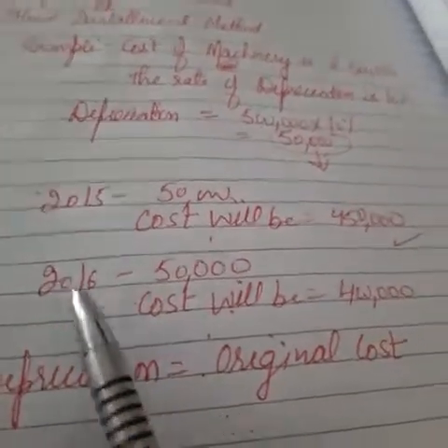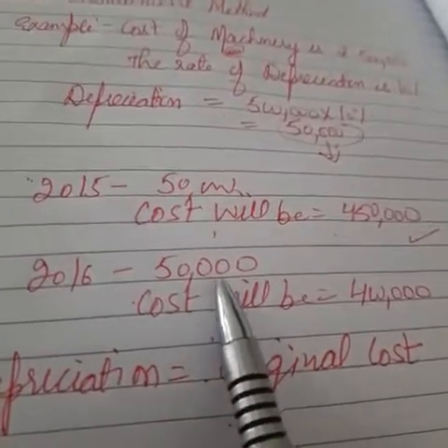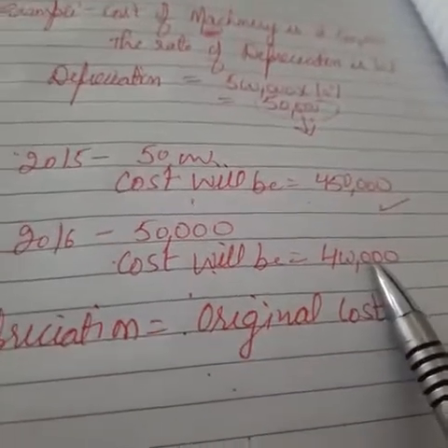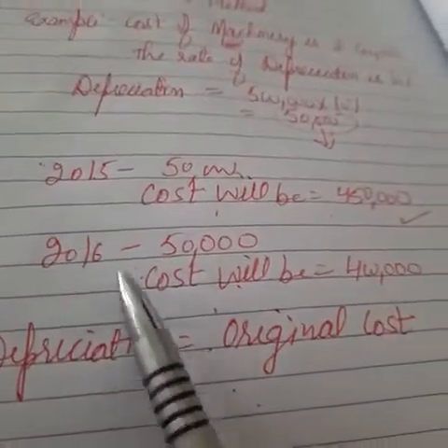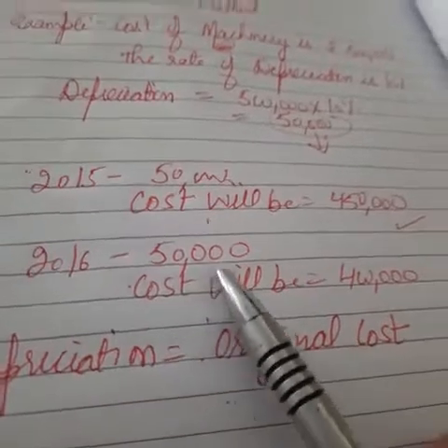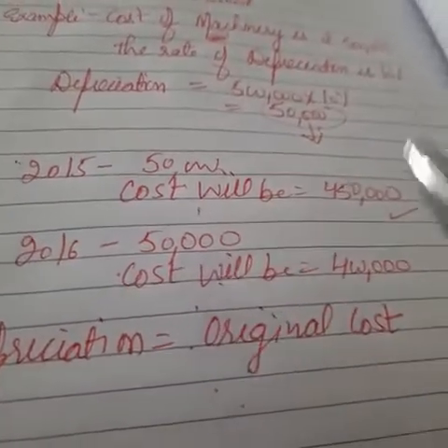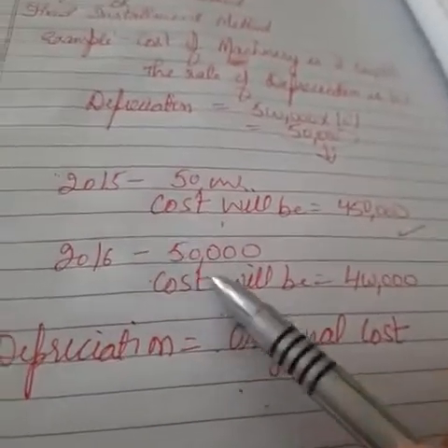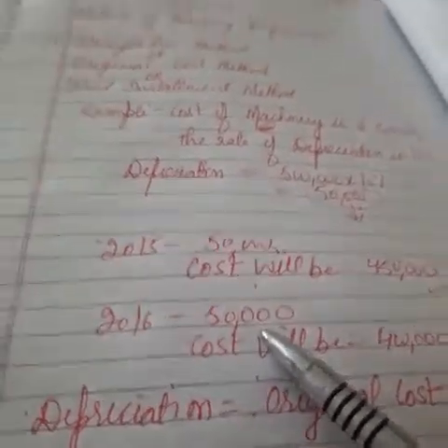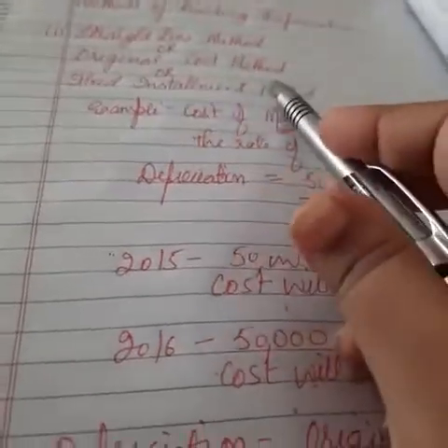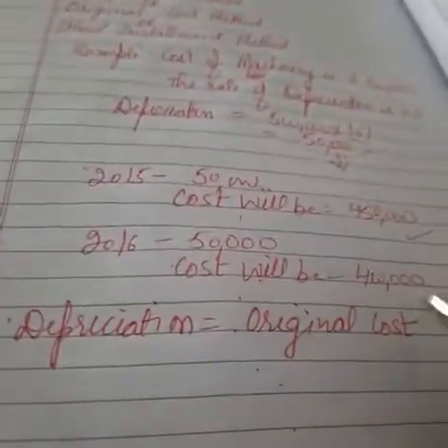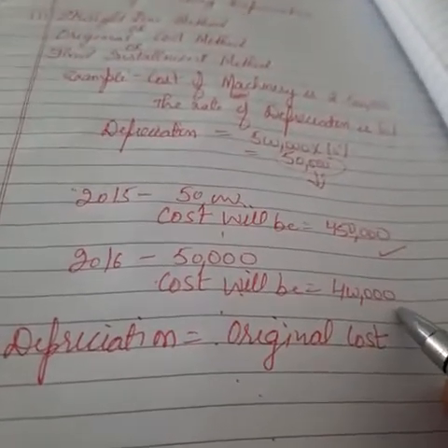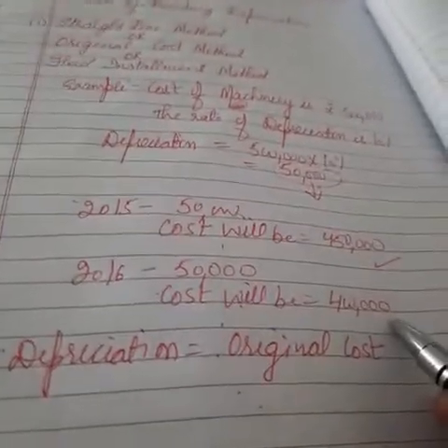Right? Now see, in 2016 again we use a fixed amount of depreciation, that is 50,000. So the cost will reduce to 4 lakh. Even in the next year, in 2017, we will use the same 50,000 depreciation and the cost will reduce to 3 lakh 50,000. So this is how we use this fixed amount of depreciation every year in the straight line method in order to calculate the actual cost of our fixed asset after a year.